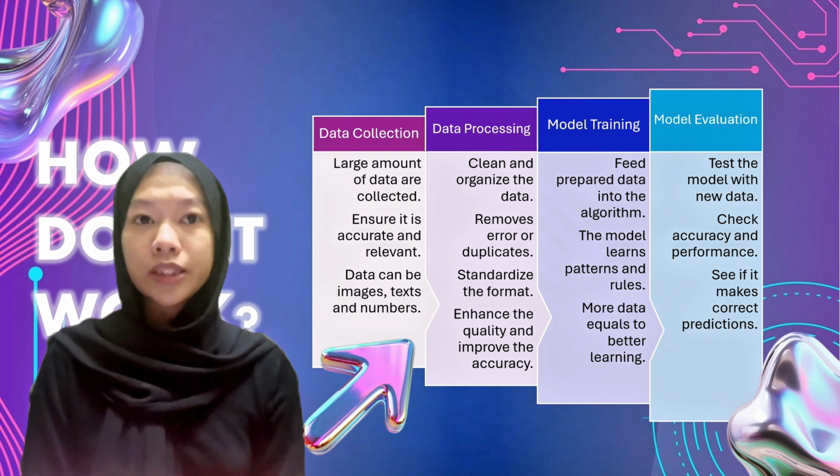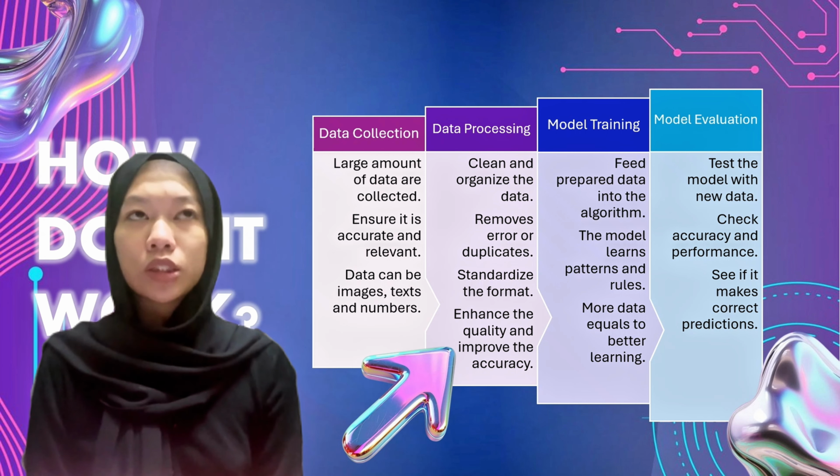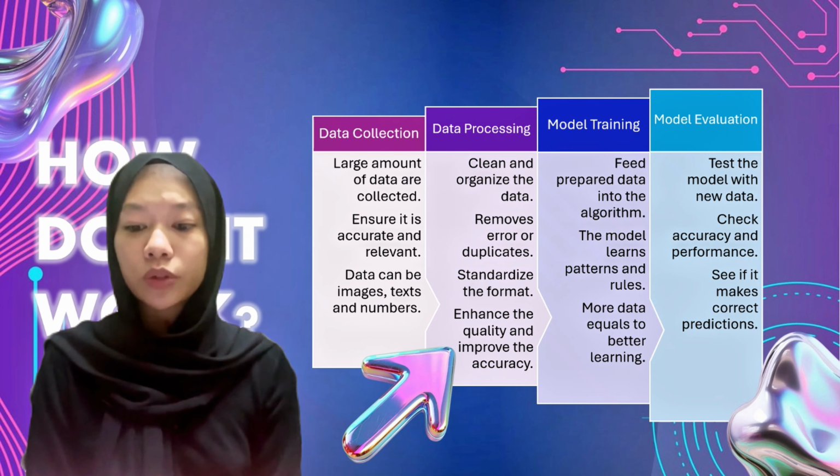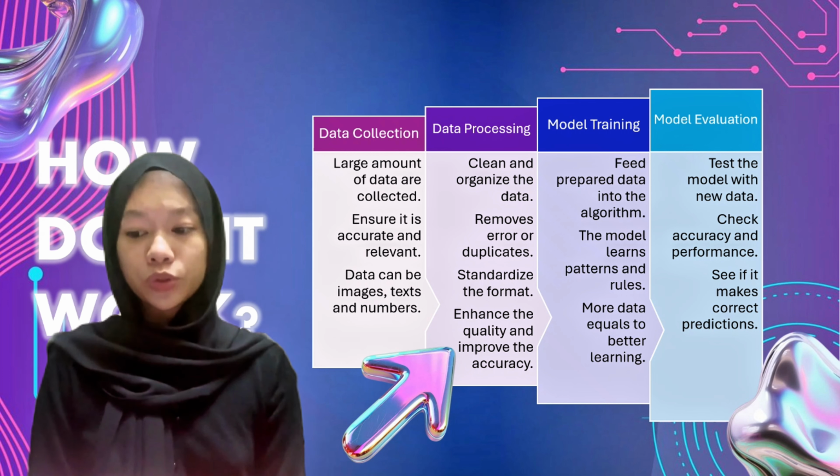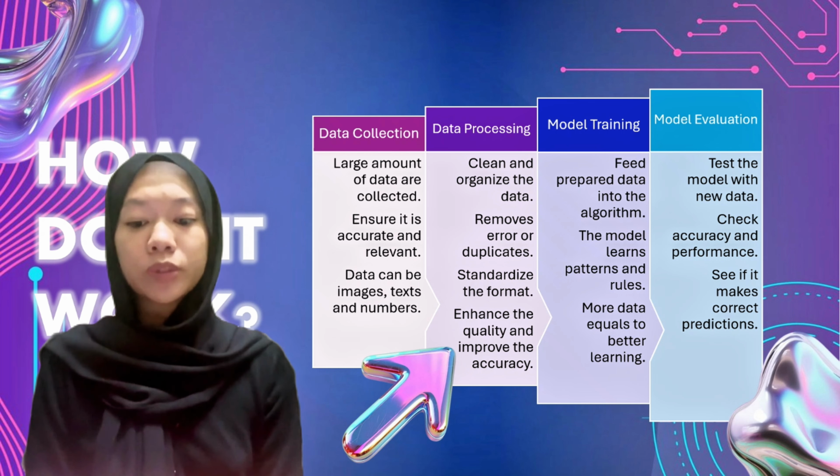The next step is data processing. Raw data is often messy, which means it may contain errors, missing values, or duplicates. So we need to clean and organize it. We also need to make sure the data is in a usable format for the machine learning model.